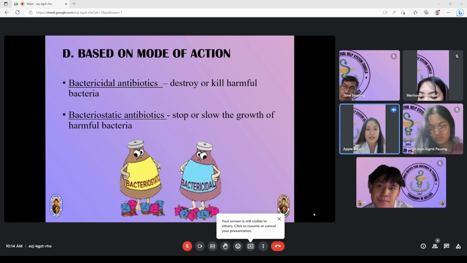Another classification is based on mode of action. Bactericidal antibiotics destroy or kill harmful bacteria, and bacteriostatic antibiotics stop or slow the growth of harmful bacteria.